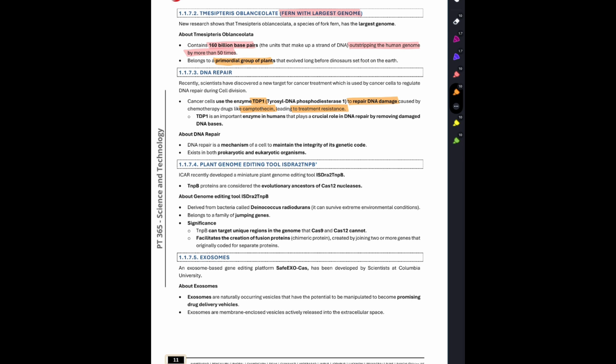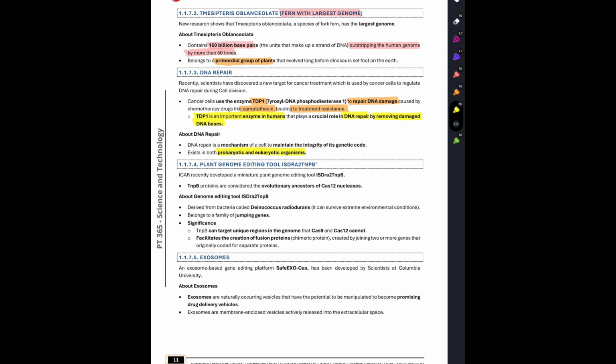TDP1 is an important enzyme in humans that plays a crucial role in DNA repair by removing damaged DNA bases. About DNA repair: DNA repair is a mechanism of a cell to maintain the integrity of its genetic code. So even DNA knows how to maintain its integrity. It exists in both prokaryotic and eukaryotic organisms. So the TDP1 enzyme is of utmost importance here.